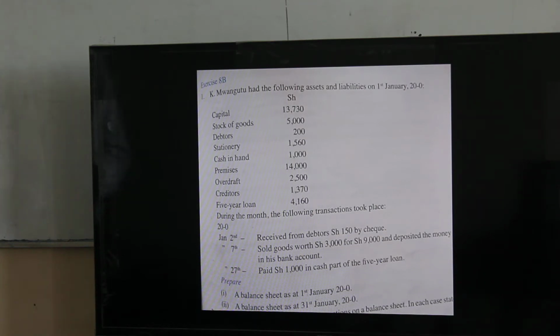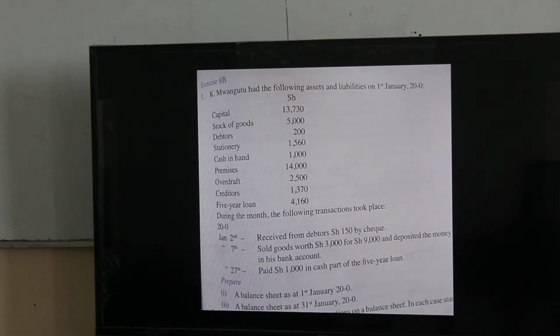In a balance sheet, remember we have to start with the heading. The heading has the name of the business, which is K. Mangutu. Next is the name of the statement, which is balance sheet, dated as at 1st January 2000. Then we use a T format. Here we have shillings, and here we have shillings, shillings and shillings.